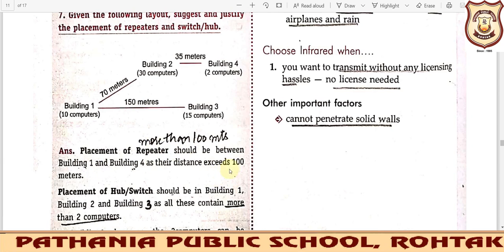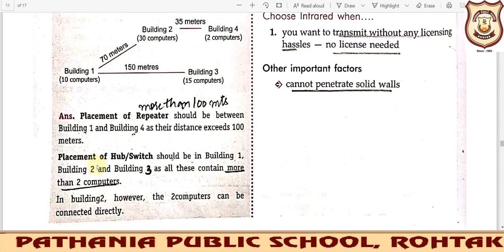Because if the distance is more than 100 meters, then repeaters are required. Like between building number 1 and building number 2, you can count 70 plus 35, it is 105 meters. So beyond 100 meters, if you want to transmit your signal, then in between these you must have repeaters.